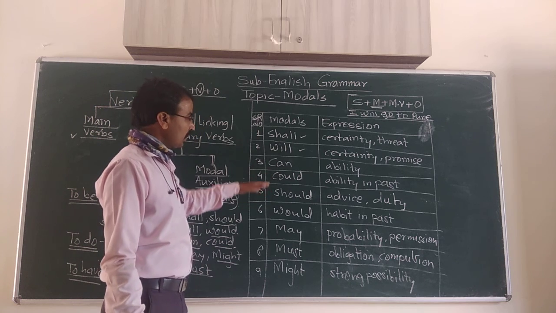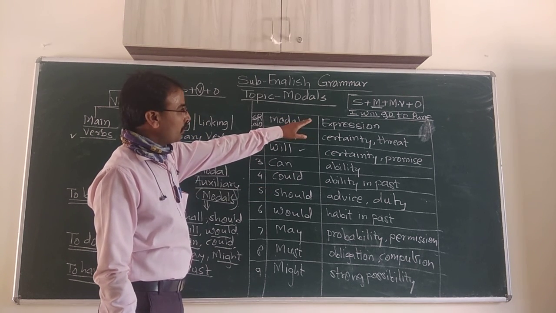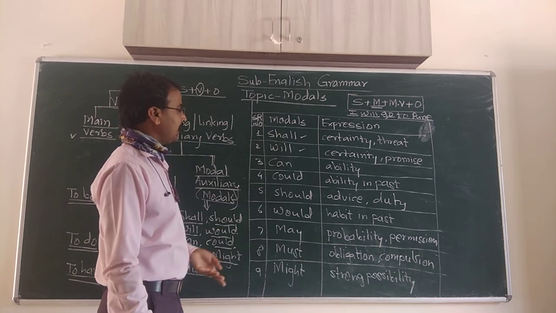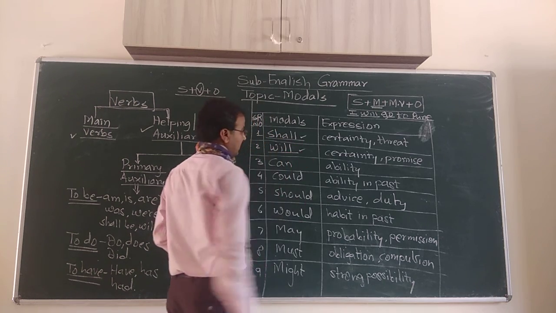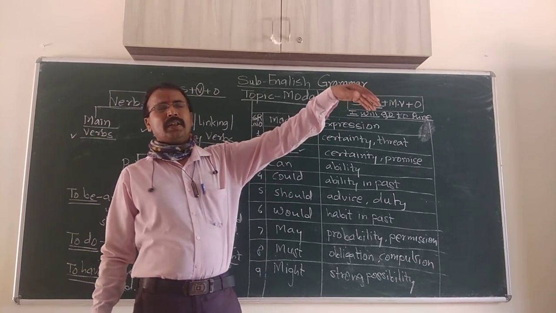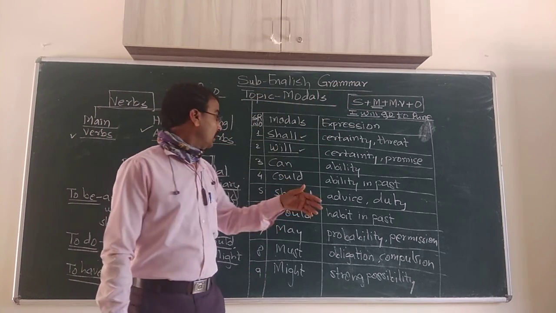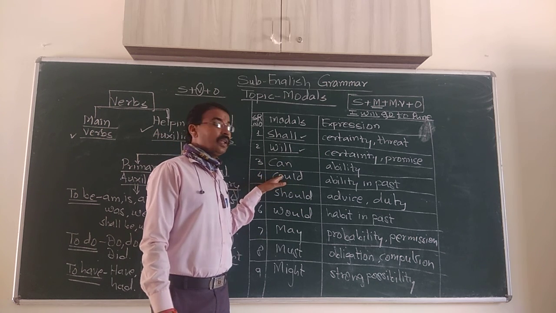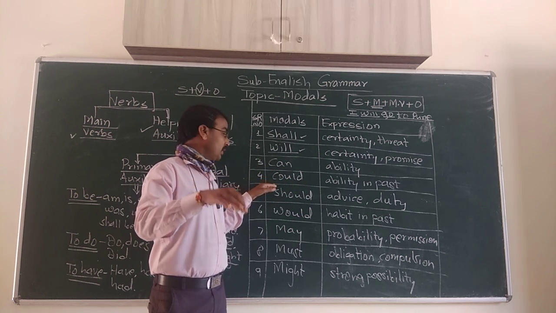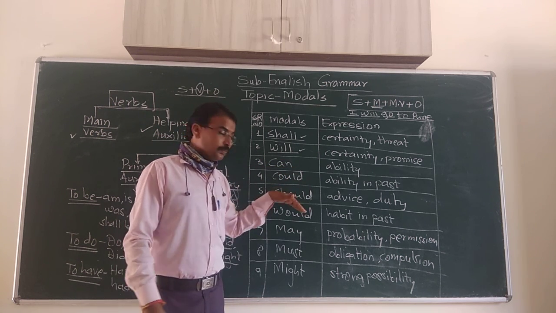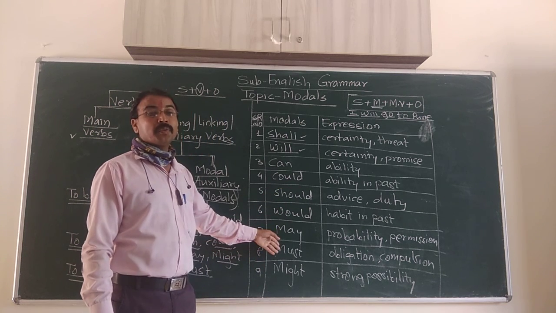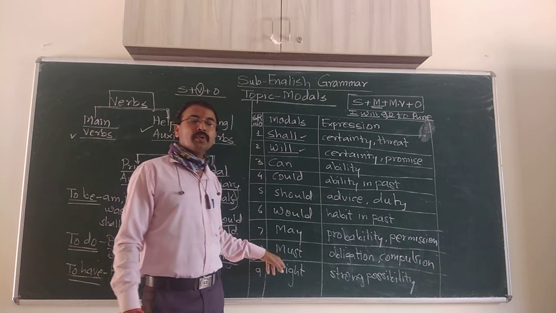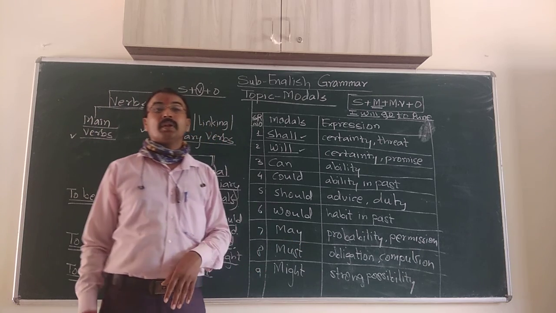So these are the words. One same sentence you can turn into different sentences. Every time you change this word, the meaning will change. I will go to Pune. I shall go to Pune. I can go to Pune. I could go to Pune. I should go to Pune. I would go to Pune. I may go to Pune. I must go to Pune. And I might go to Pune.